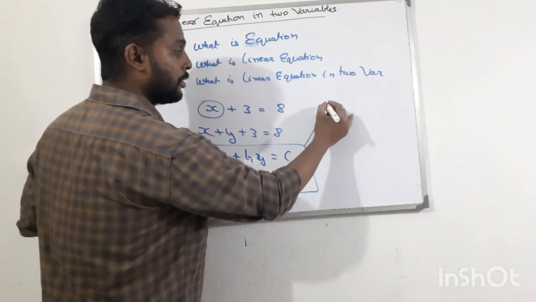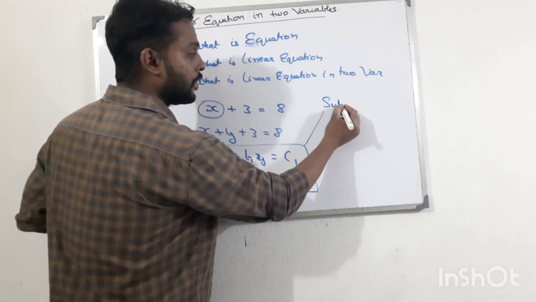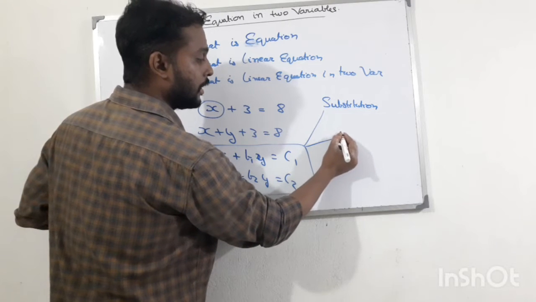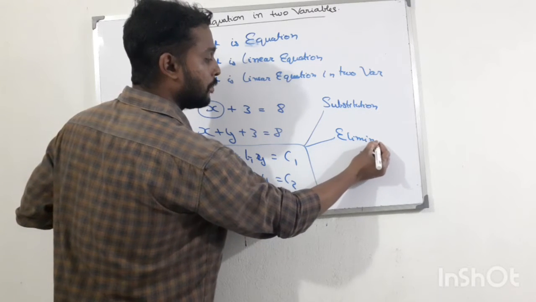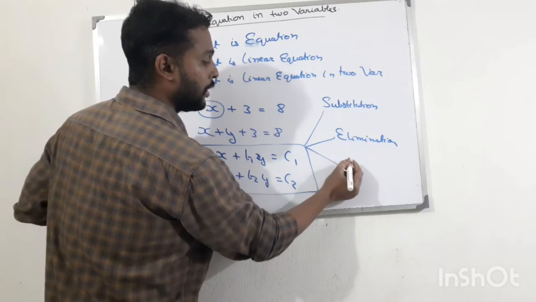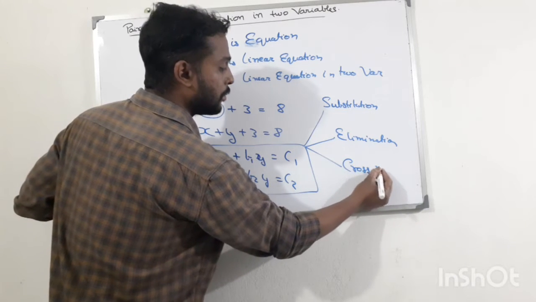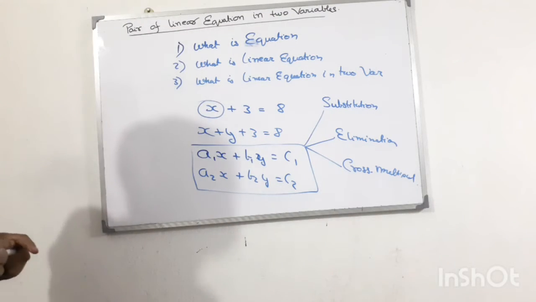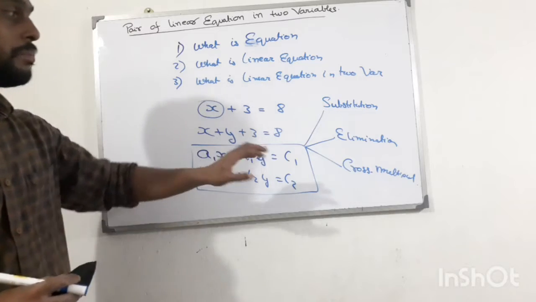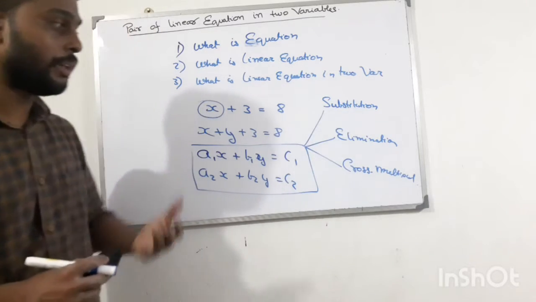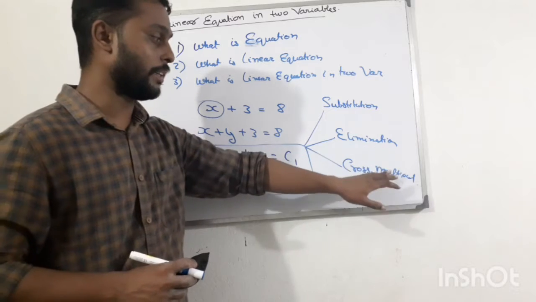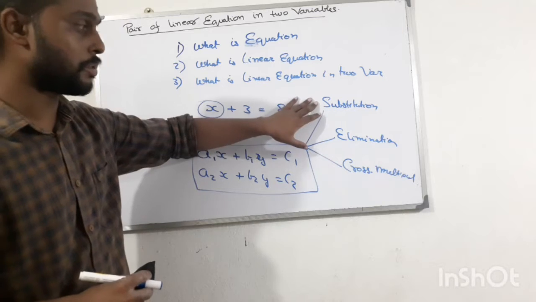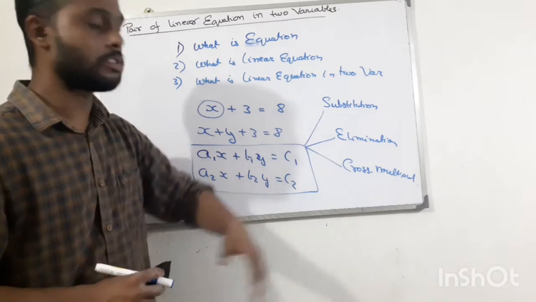What are the three methods? First method is substitution method. Second method is elimination method, and third method is cross multiply method. In this video I am going to discuss all these three types and solve some questions of substitution method. In the second video I will solve questions of elimination method and cross multiply method, and in the third video I will solve some sums of all three methods.